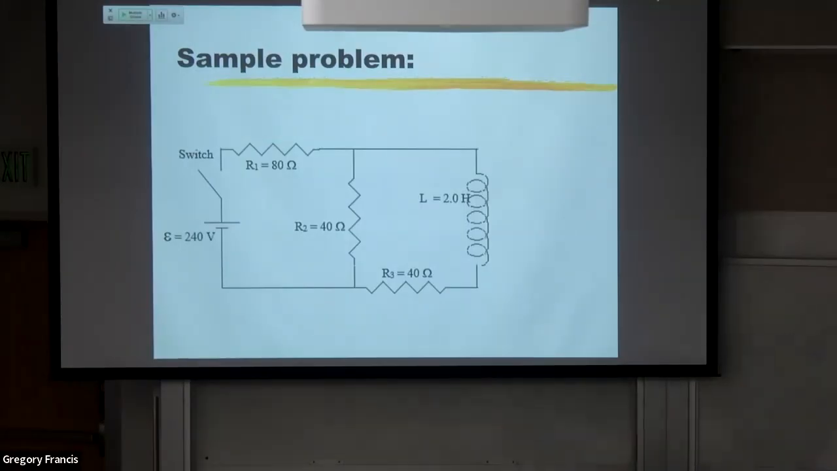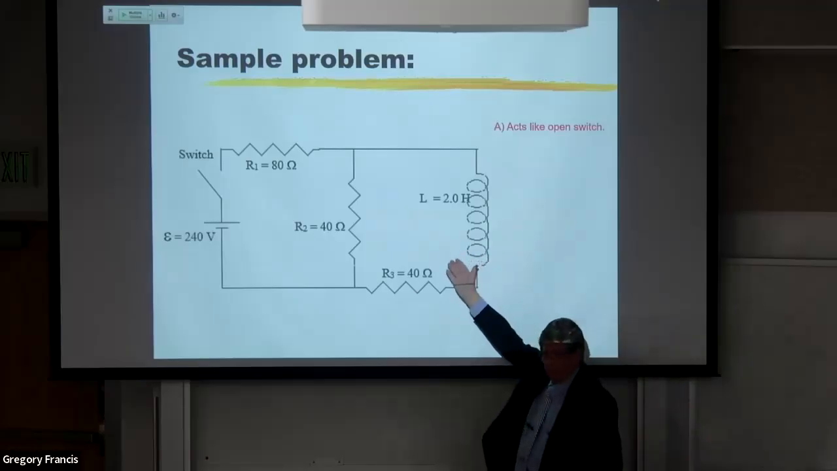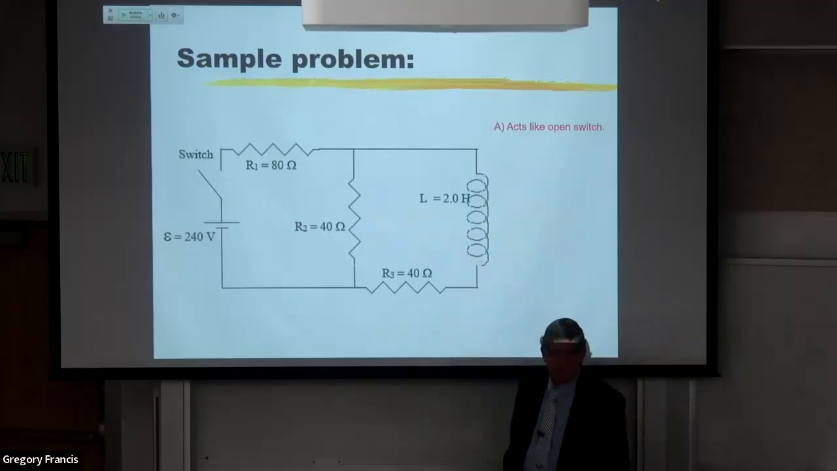And so that means that right after I close that switch, there's nothing flowing through that inductor. It takes time to build up the current through the inductor. And so initially, right after I close the switch, it is acting like an open switch or an empty socket there. Now, if that's acting like an open switch, replace it with an open switch. And then just go back to what you know about circuits.